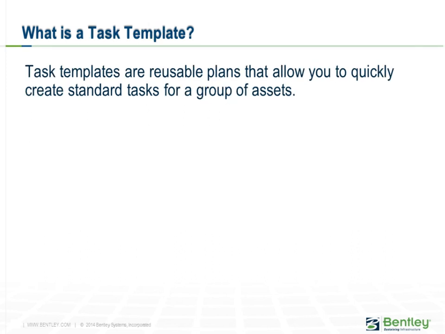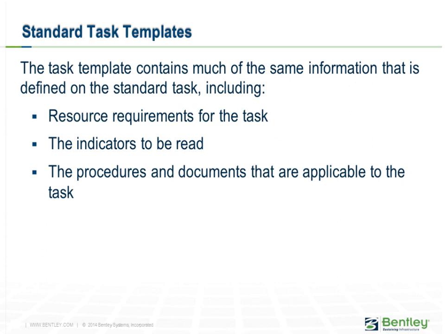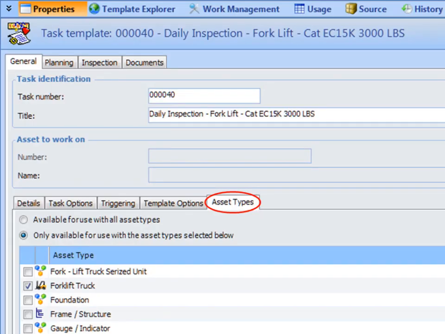A standard task template is a reusable plan that allows you to quickly create standard tasks for a group of assets. The task template contains much of the same information that is defined on the standard task, including resource requirements for the task, the indicators to be read, and the procedures and documents that are applicable to the task. The templates are intended for use with several similar assets based on the asset type.